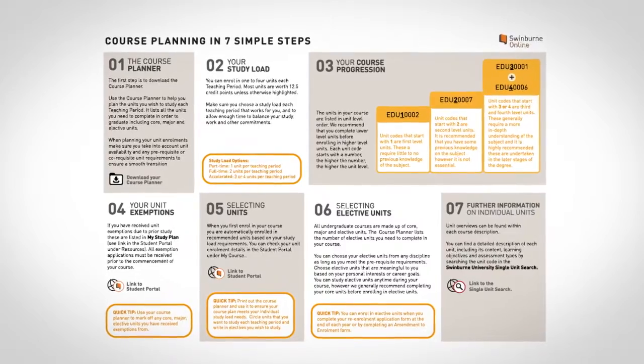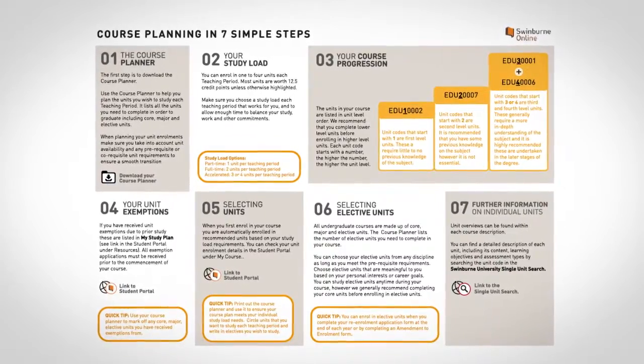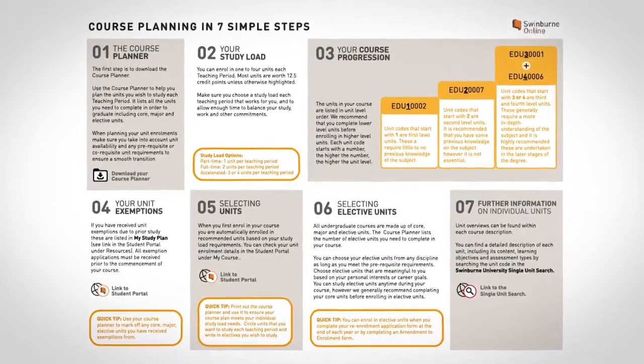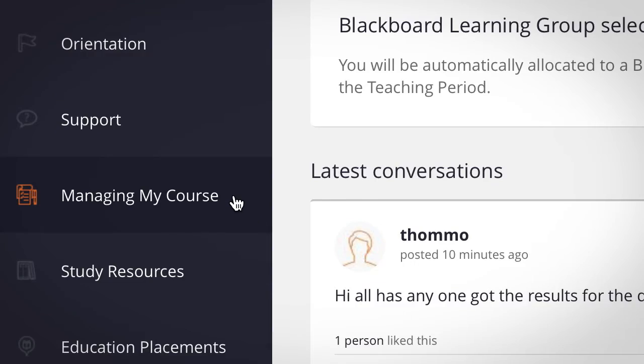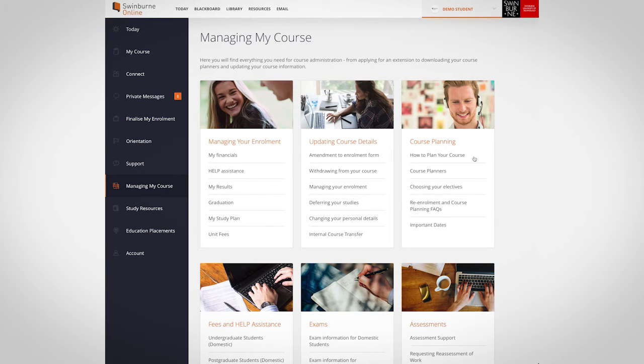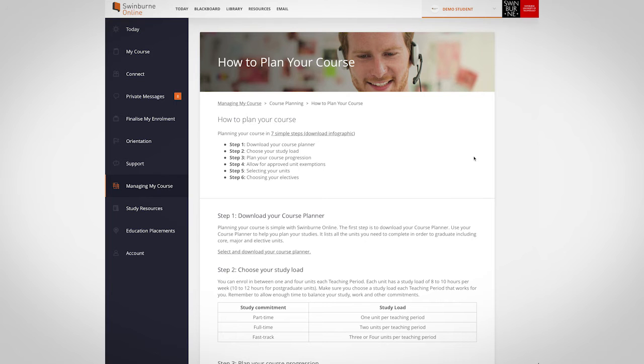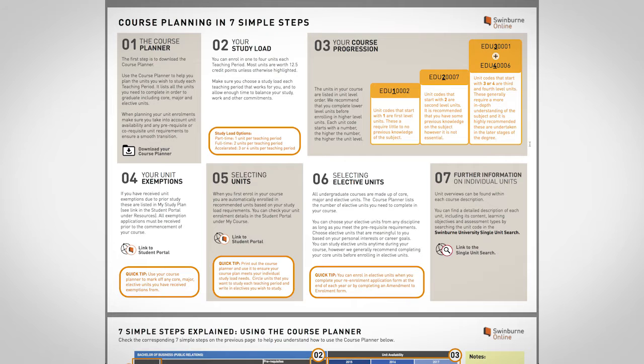For more information, check out the course planning infographic for tips on how to plan your course in 7 simple steps. To download it, go to Managing My Course, and under Course Planning, click on How to Plan Your Course. Then click on this link to download the infographic.